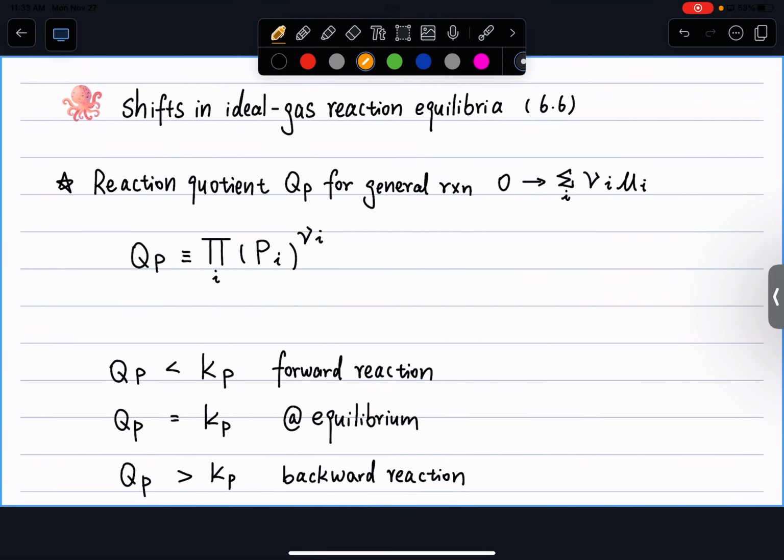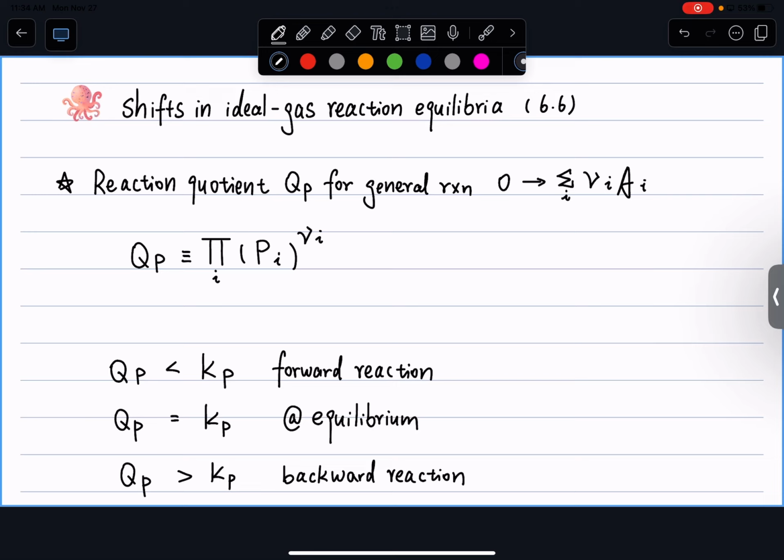The next question, we're moving on to our chapter 6.6, where we're looking at shifts in equilibrium of ideal gas reaction equilibria. So in this case, we're coming back to our reaction quotient. Remember, our reaction quotient is defined for any reaction that has stoichiometric coefficient mu i for species i, for a random reaction.